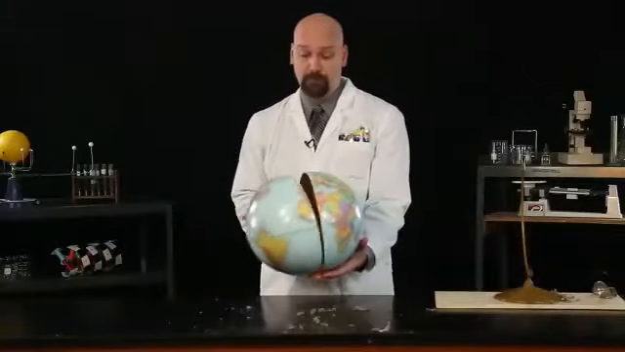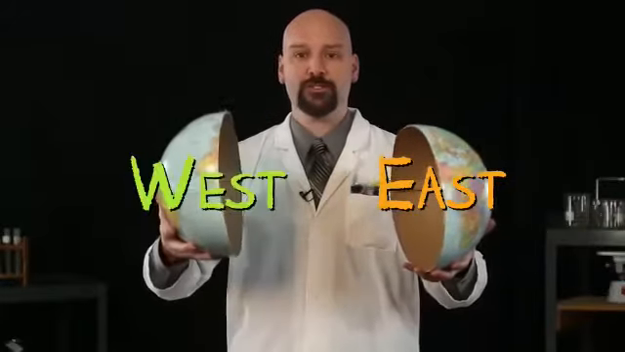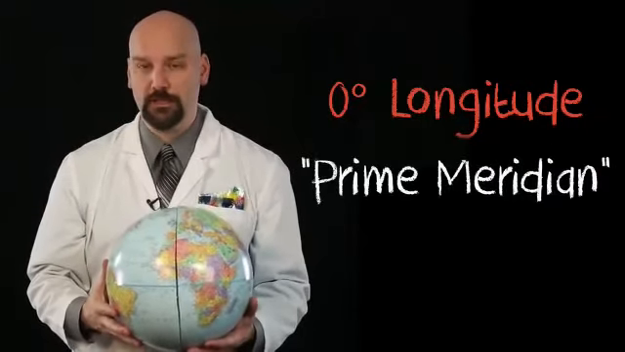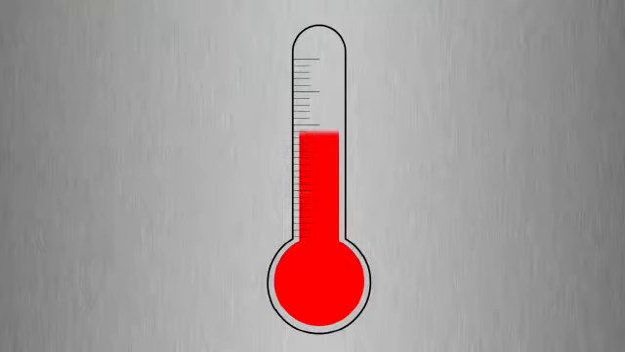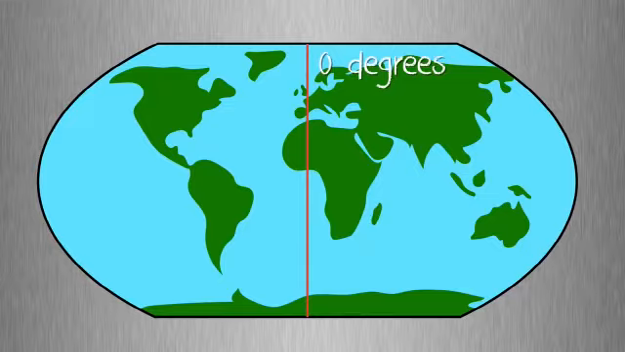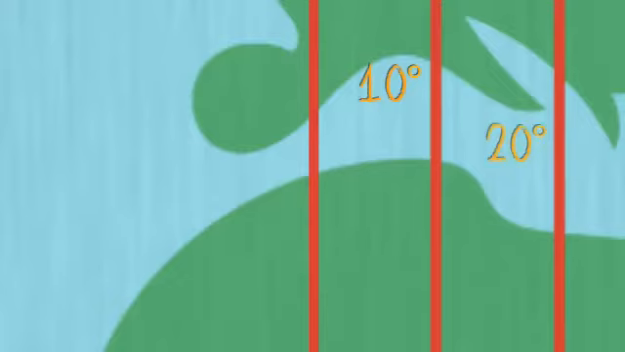You see, longitude lines run north to south, but they separate east and west. To help identify these lines, we number them. This line is 0 degrees longitude, also known as the prime meridian. Degrees in this case isn't temperature, it's a unit of measure that tells how far away from the center we are. So we start with 0 degrees and we move away from the center. So this line would be 10 degrees and this one would be 20 degrees and so on.